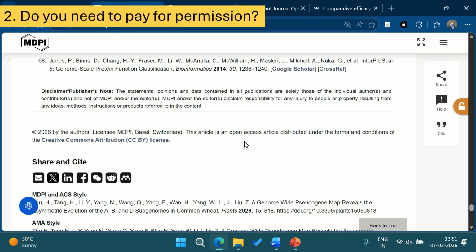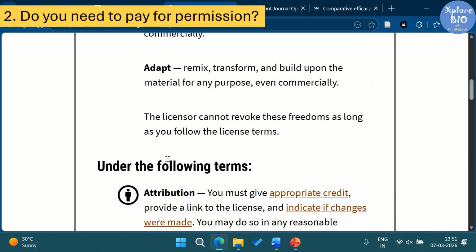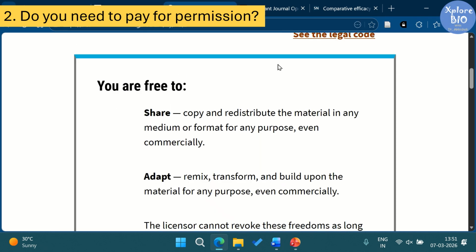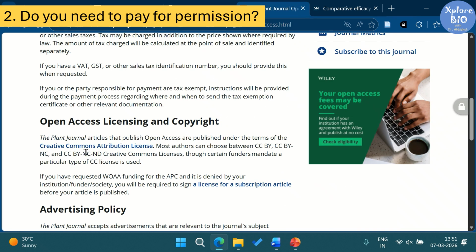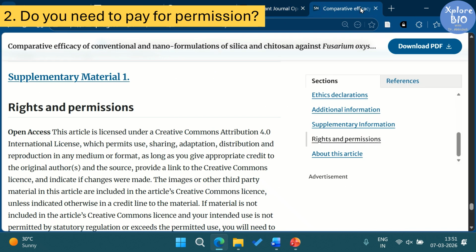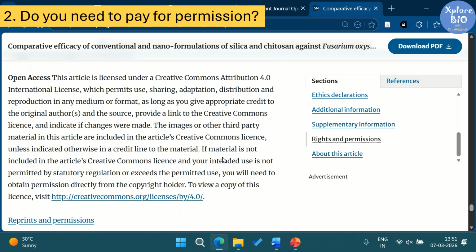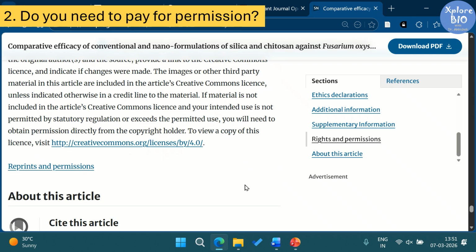Now let's talk about the cost. Do you always need to pay to take the permission for reusage of figures or tables? If the original paper is open access under a Creative Commons license, you can reuse the figure for free without formal permission or any fee, provided you properly cite it. But always check the specific license type. I will talk about it in a moment.